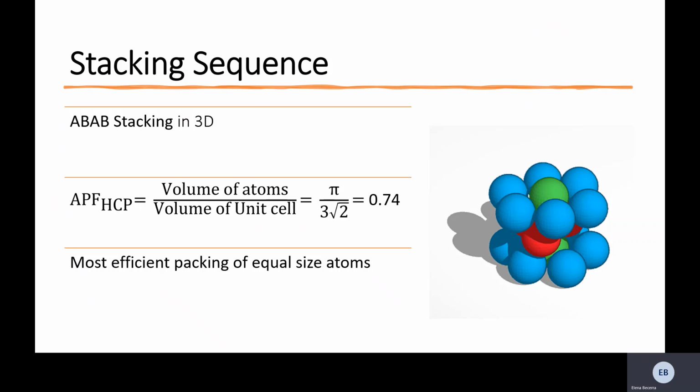So the atomic packing factor can be computed by the volume of atoms per volume of unit cell. Now, from the previous calculations, this can be reduced down to pi over 3 times the square root of 2, which comes out to be about 74%.